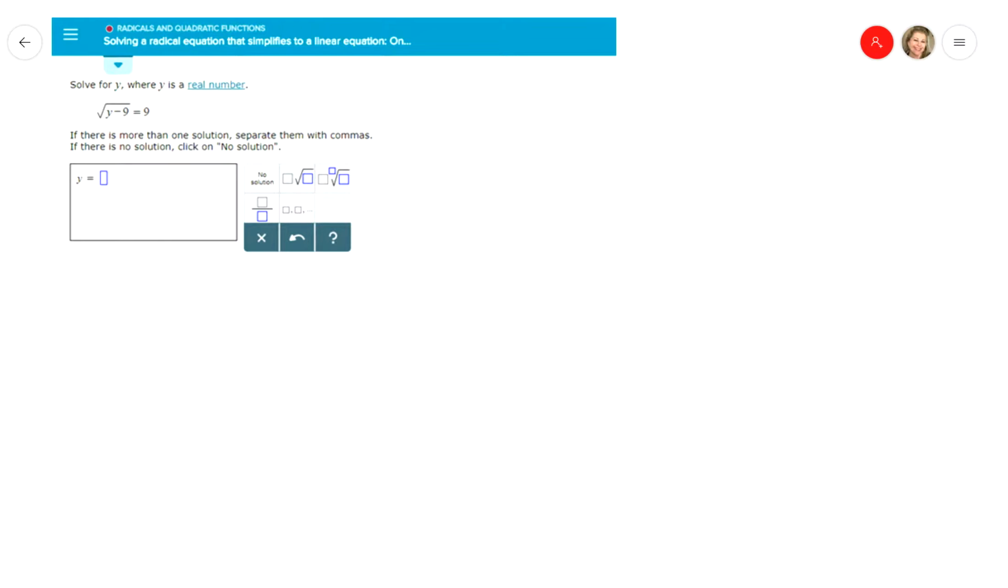Okay, we are solving an equation that has a radical in it, and this radical is a square root. It's possible you might be given one with a cubed root or a fourth root. All you have to do to get rid of it is raise it to that power. So since this is the square root of y minus 9, I am going to square the left side.